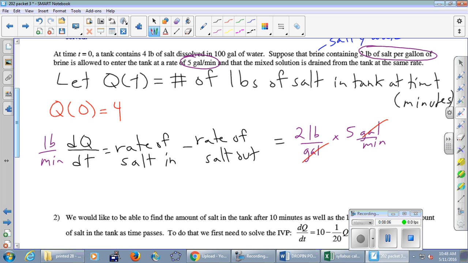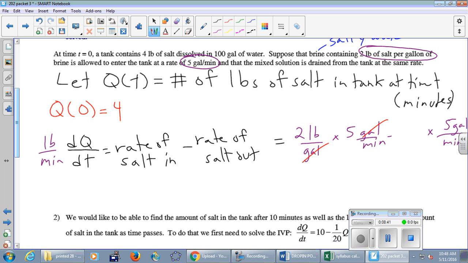The hard part is the stuff that's leaving, because it's leaving at 5 gallons per minute, but how many pounds of salt you have per gallon changes, right? In the beginning, it's 4 pounds for the whole tank, but then as soon as you flip the switch, it changes. And so this is the complicated part. So let's fill it in. Minus. I'm definitely going to be multiplying 2 things together. The 5 gallons per minute is the same for the stuff going out. So let's copy that. 5 gallons per minute.